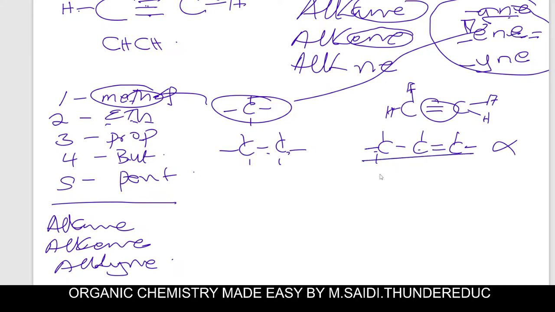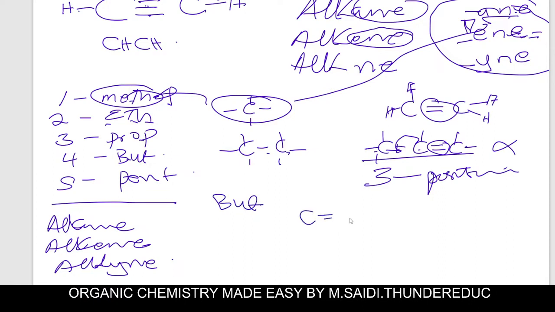After the third one, you need to show the position of the double bond. You need to show the position after the third one. The first one is fine. The second one is fine. The third one is fine because even if I put this side, it remains the same. But after the third one, the fourth one, you need to show.